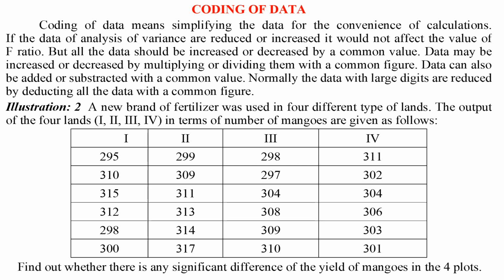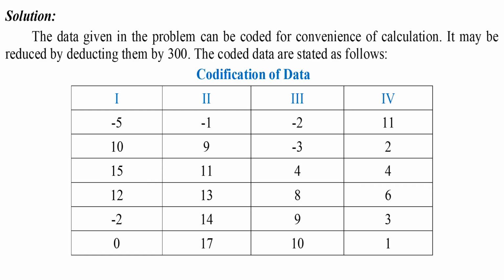Illustration 2. A new brand of fertilizer was used in 4 different types of lands. The output of the 4 lands, I, II, III, IV, in terms of number of mangoes are given as follows. Find out whether there is any significant difference in the yield of mangoes in the 4 plots. Solution. The data given in the problem can be coded for convenience of calculation. It may be reduced by deducting 300. The coded data are stated as follows.